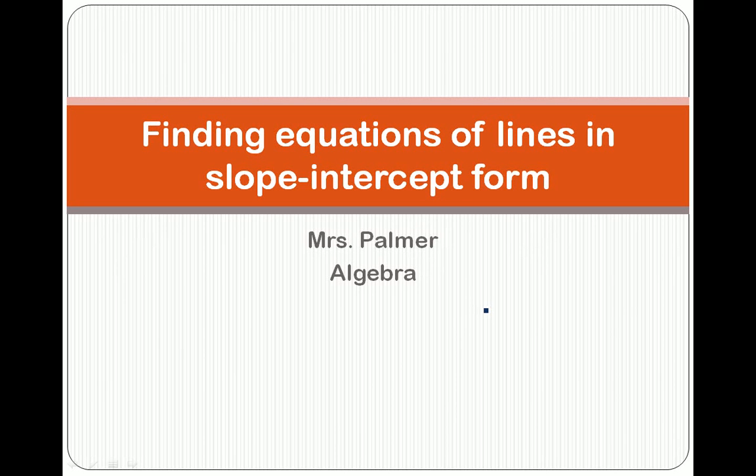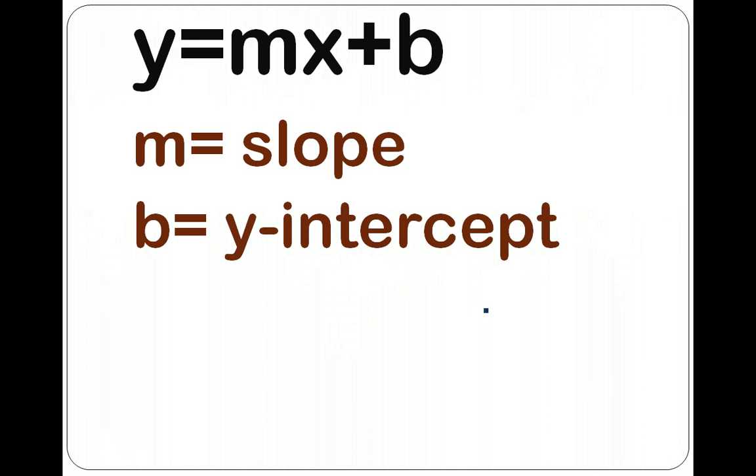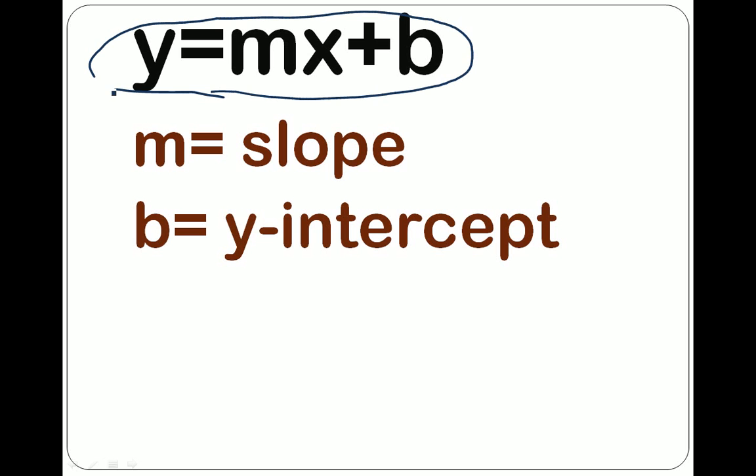In this presentation we're going to talk about writing and finding equations of lines in slope-intercept form. So given certain pieces of information, can we come up with the equation of the line? We're going to start just by reminding ourselves what slope-intercept form is. This would be slope-intercept form, y equals mx plus b.